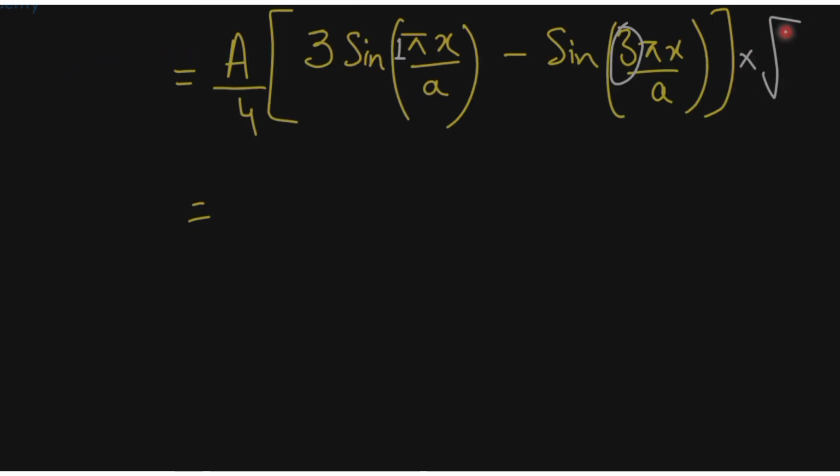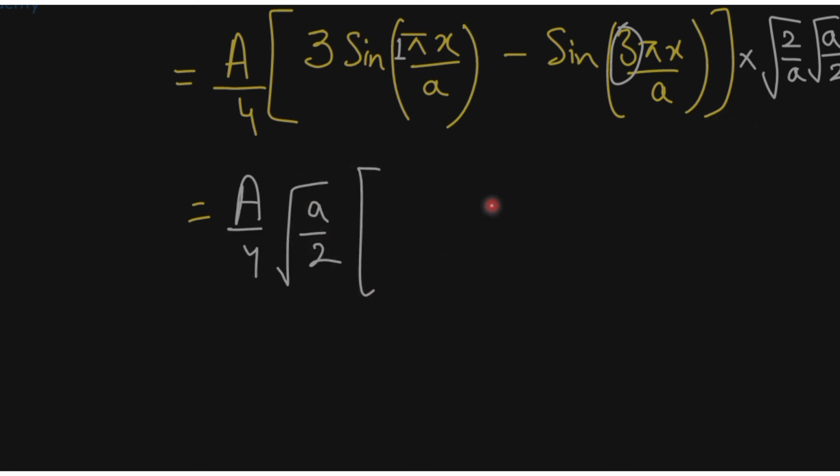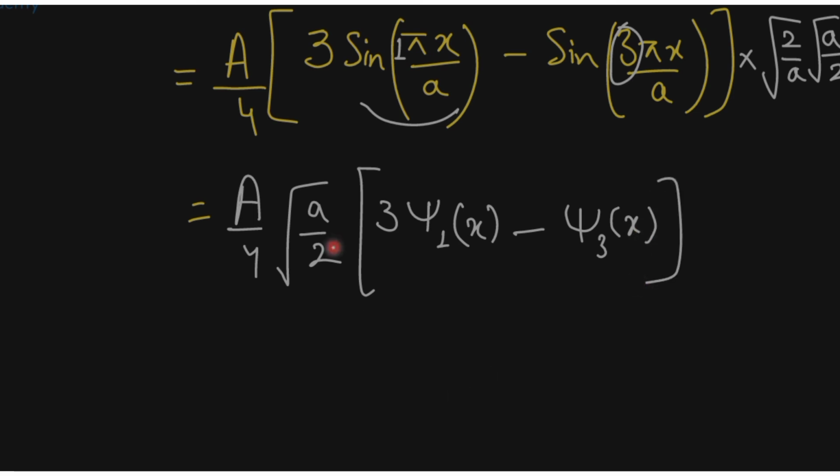So now multiply and divide it with root 2 by a. In this case root a by 2 will remain, while root 2 by a will be included with the sine term. That will give psi 1 of x, the wave function corresponding to n equal to 1, and then here we have psi 3 of x. This is what we have got. Here we have the combination of two wave functions.